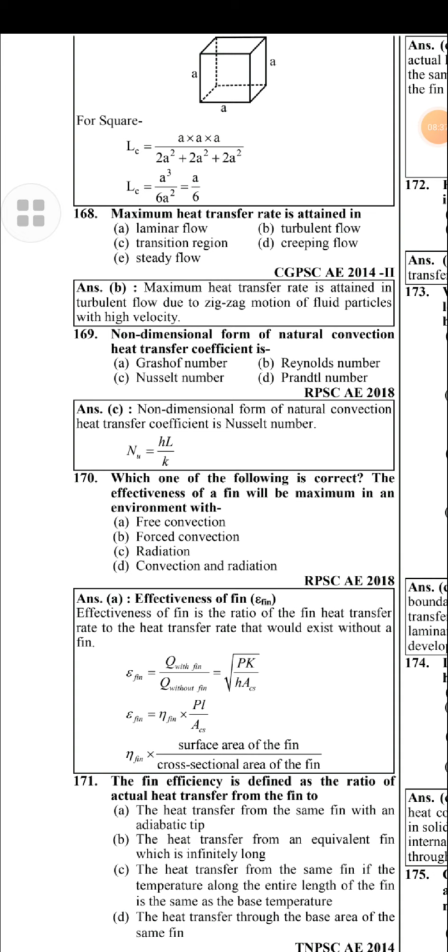Which one of the following is correct? The effectiveness of the fin will be the maximum in an environment with? Effectiveness of fin is equal to root under Pk by hA, where it equals efficiency of fin into PL by Ac, that is, efficiency of fin into surface area of fin by cross-sectional area of fin.